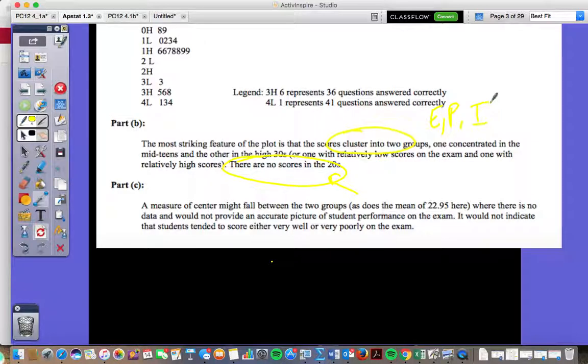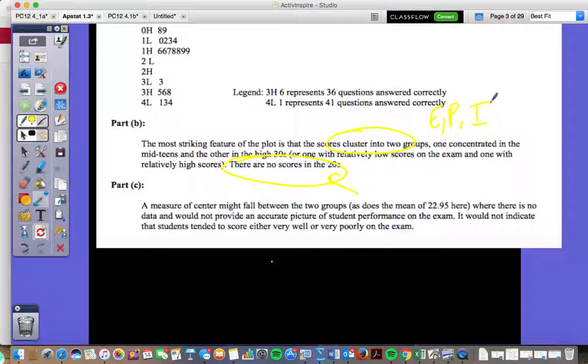Part C. You needed to say something about this measure of center, how it wasn't enough. Did anyone put down an answer? It's probably the toughest one. Why is the measure of center not good, Eric? I said because there's a wide range of scores on the test, so the center doesn't accurately depict all the scores. You hear that? The center does not depict the accurate scores because of the two clusters, right? The center is right in the middle, but they have two clusters. It's not representative of what's actually happening, okay?